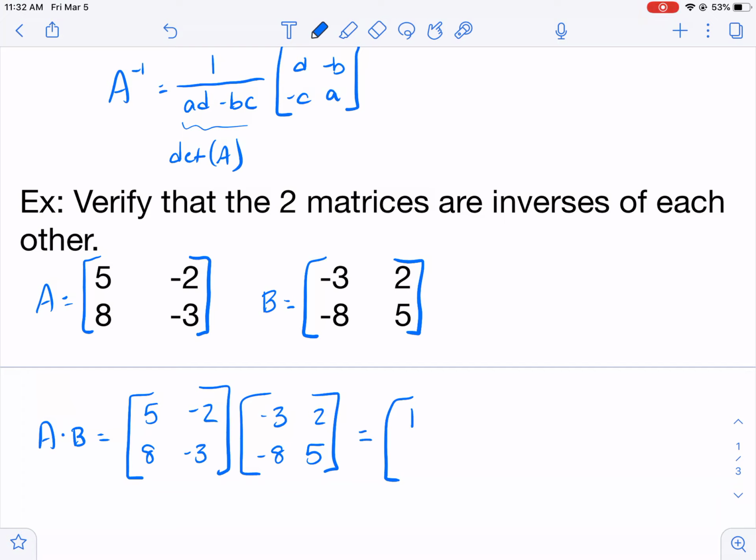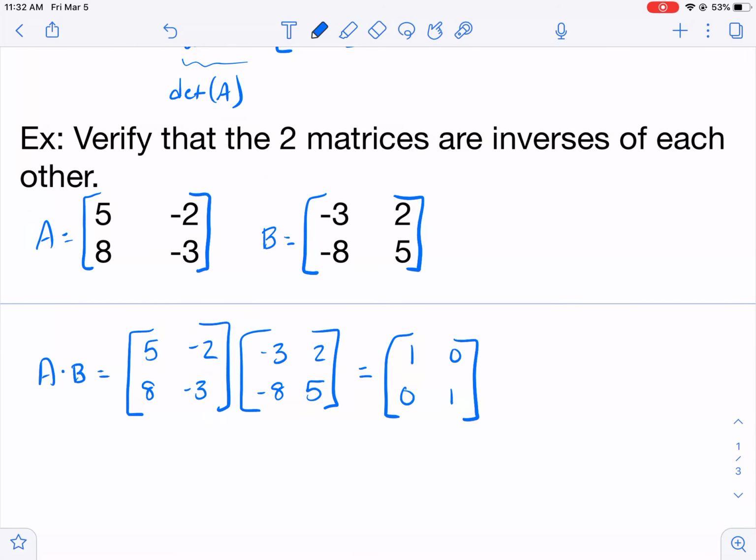And then the next one is 5 times 2 is 10. And we're adding to negative 10, so that's 0. And then we have to move to the second row. So 8 times negative 3 is negative 24. We're adding it to positive 24, so that's 0 again. And then same thing, 8 times 2 is 16, minus 15 is 1. So that is verified. I got out the identity matrix. So this one way of multiplication shows that it's an inverse.